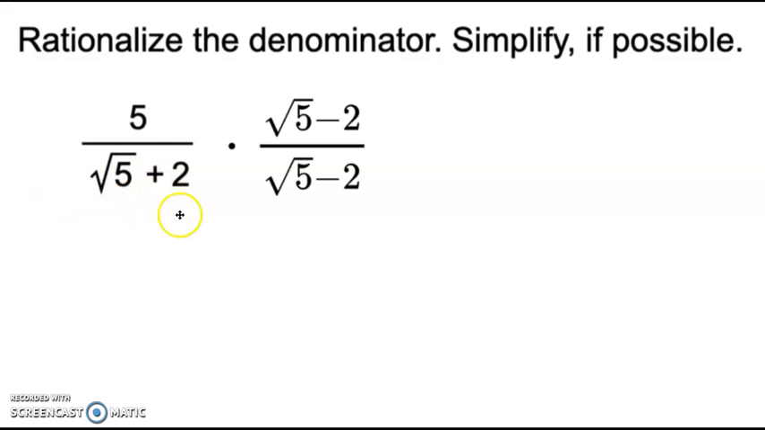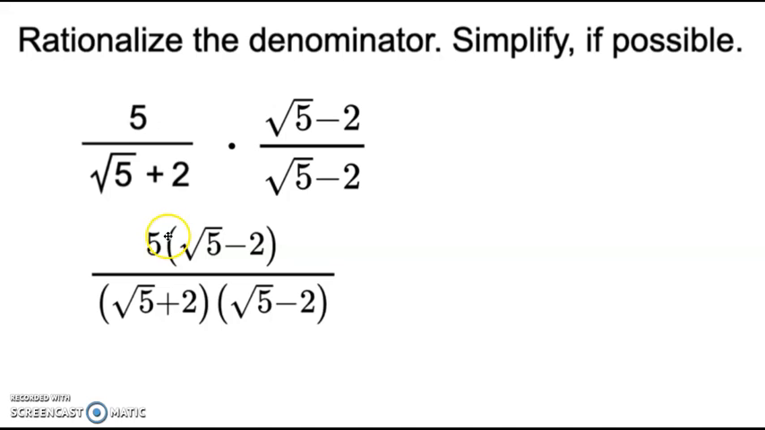You change the sign. So multiplying top and bottom by that, we get 5 times square root of 5 minus 2 on top, and at the bottom we have radical 5 plus 2 times radical 5 minus 2. So on top, distributing this 5, we have 5 radical 5 minus 10.